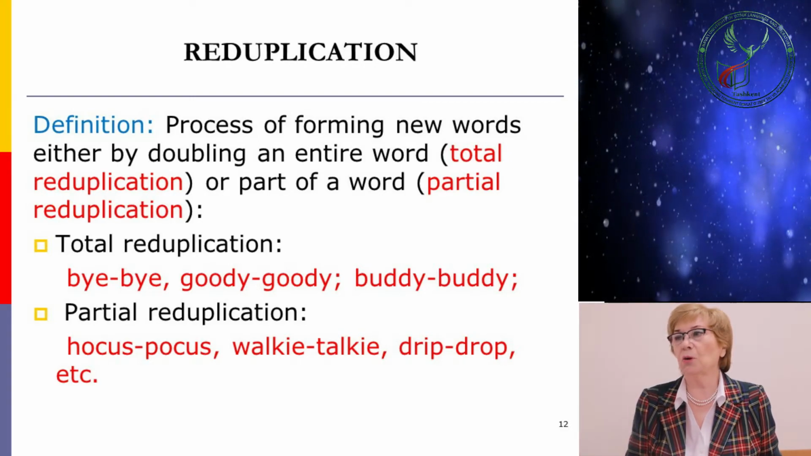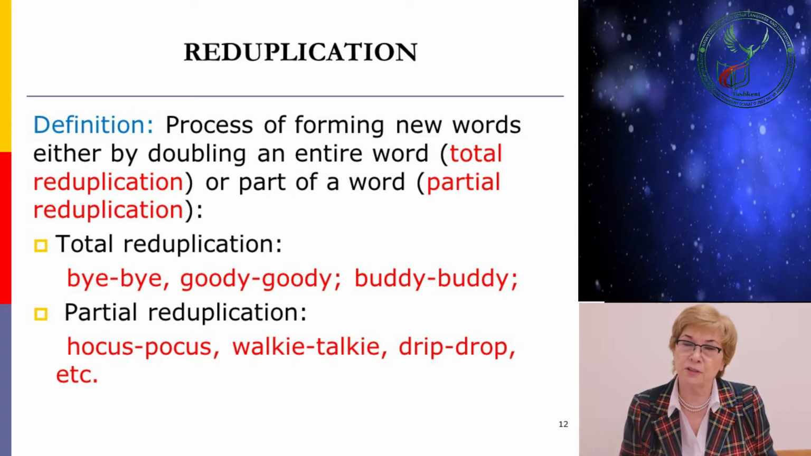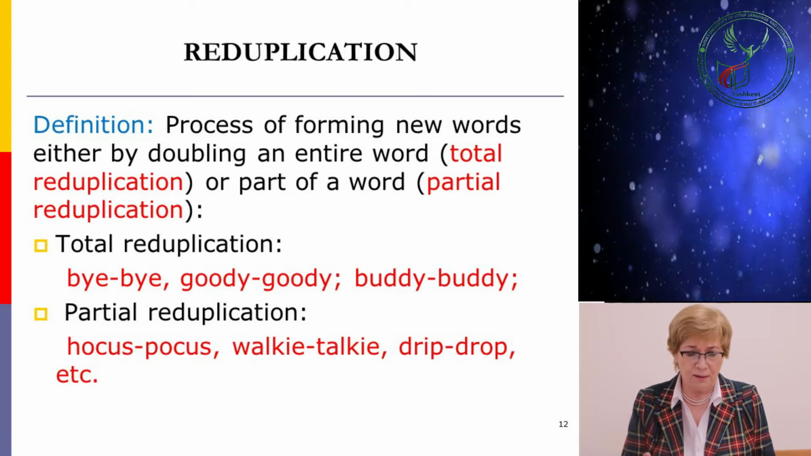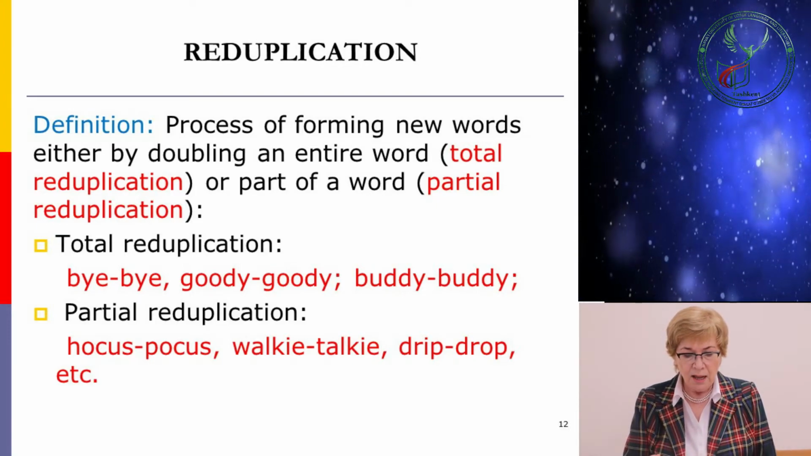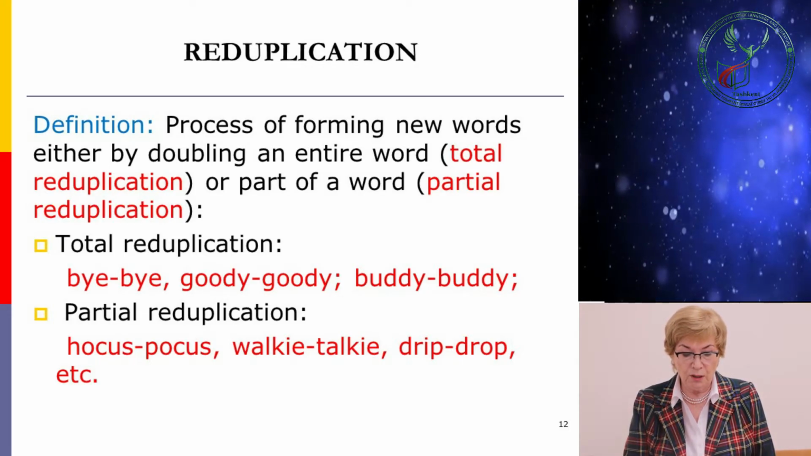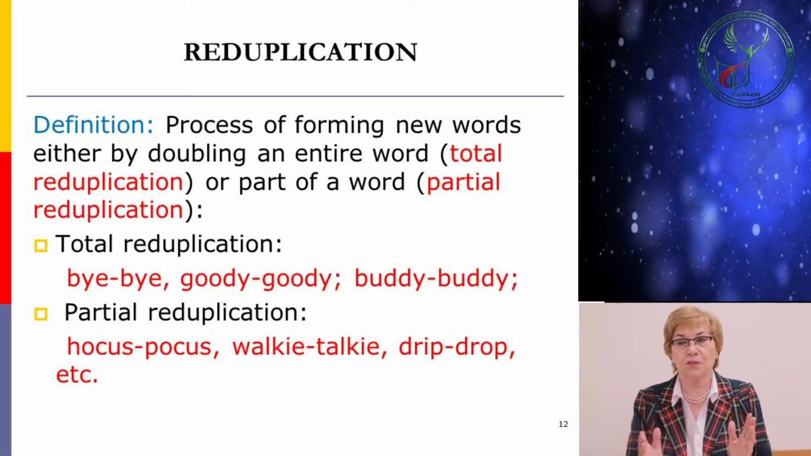Okay, let's go to reduplication. Reduplication, of course, is a universal word formation pattern. You can find it in Russian, you can find it in Uzbek. So this is just forming a new word from joining or doubling an entire word or part of the word.